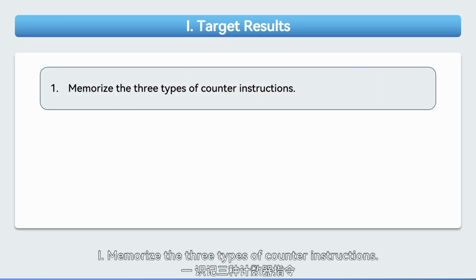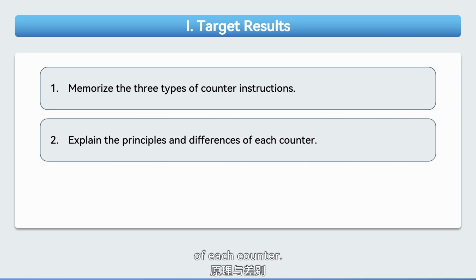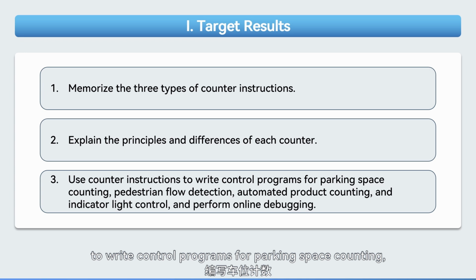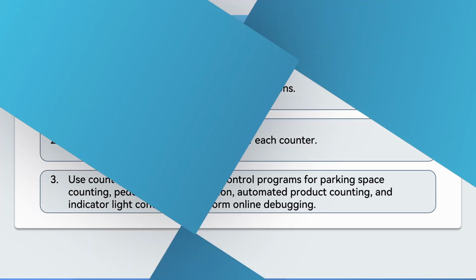Through this lesson, we will achieve the following learning objectives. 1. Memorize the 3 types of counter instructions. 2. Explain the principles and differences of each counter. 3. Use counter instructions to write control programs for parking space counting, pedestrian flow detection, automated product counting, and indicator light control, and perform online debugging.